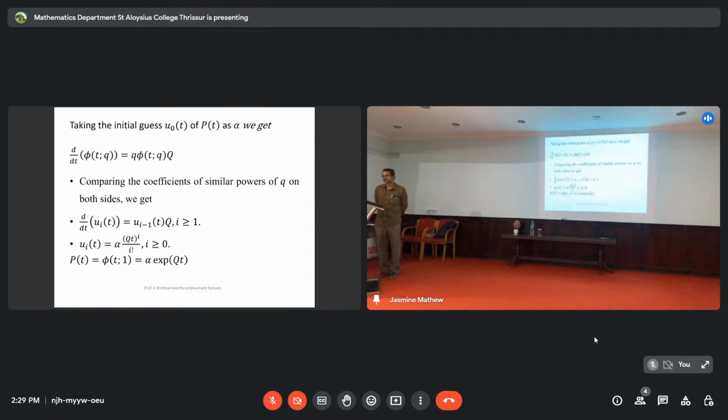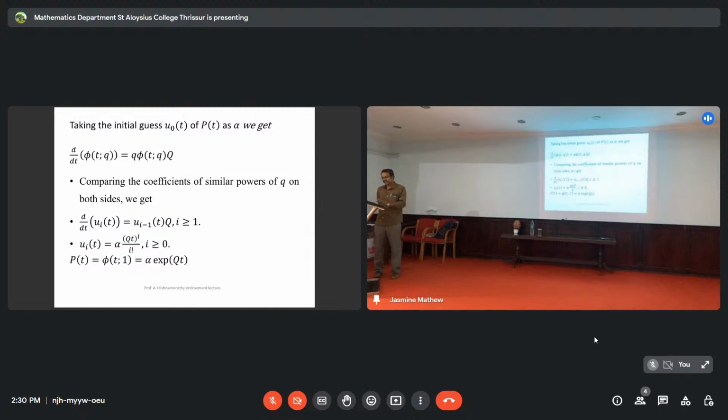So the initial guess is one of the most important steps in this method. For example, this is the easiest way of guessing what p(t) is, because p(t) is alpha. Remember that alpha is p(0). So initially p(t) will be very close to alpha, but then the picture may change as time progresses.